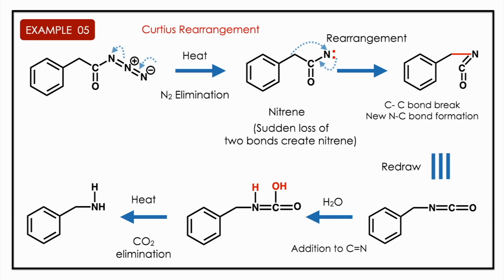Then you are adding the water. Water adds to the carbon–nitrogen bond, forming the acid with the amine there. There are many heteroatoms on the carbon, so heating leads to the CO2 elimination. You end up with amine.